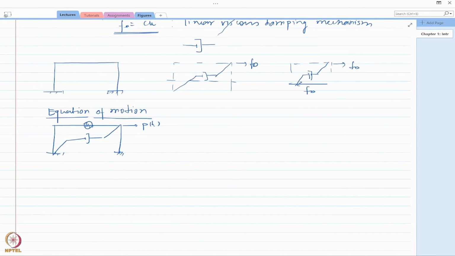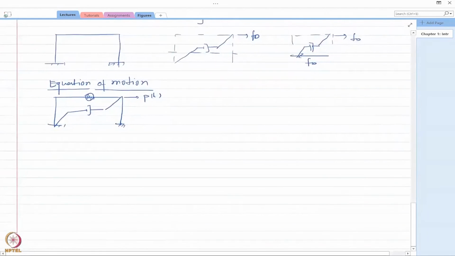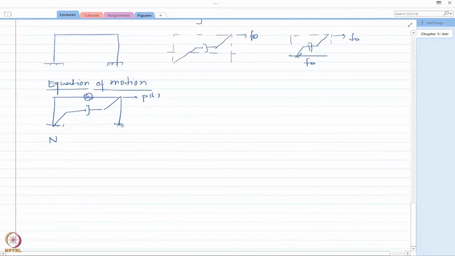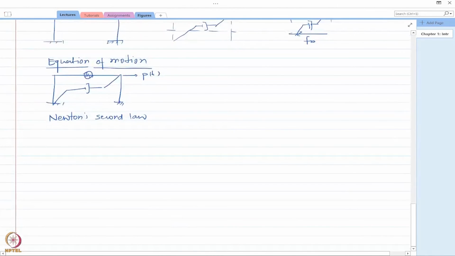Now there are two ways in which we could do it, and this comes from if you've already done a course in engineering mechanics. What do we do if I have to set up the equation of motion? Either I can consider Newton's second law, which is basically what? The resultant of all the forces on a body is mass times acceleration. So I can use Newton's second law. As per Newton's second law, I have to first draw the free body diagram.